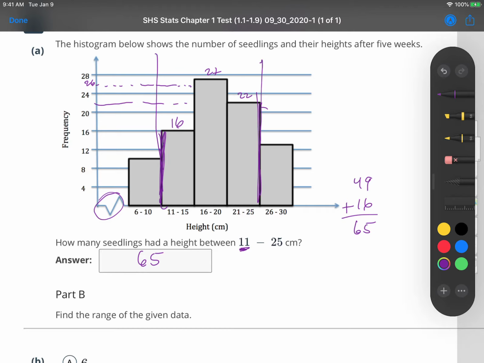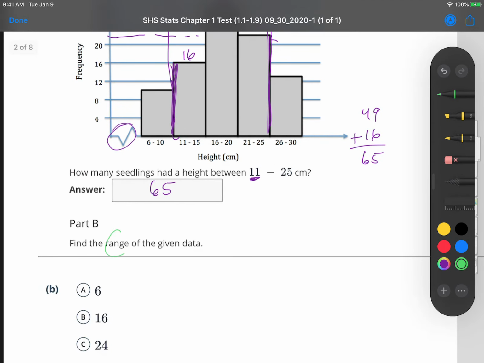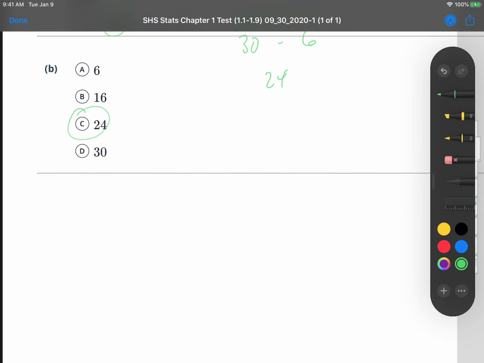Part B. Find the range, which is the max minus the minimum. So the maximum number here is 30, and the smallest number is 6 in the height. So if you subtract those, you get 24, which is C.